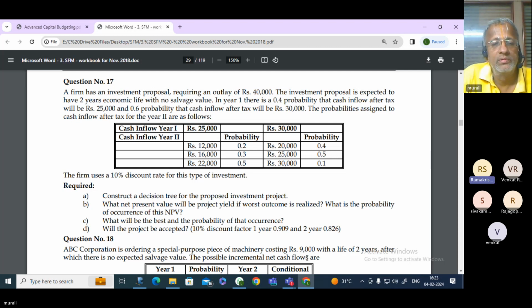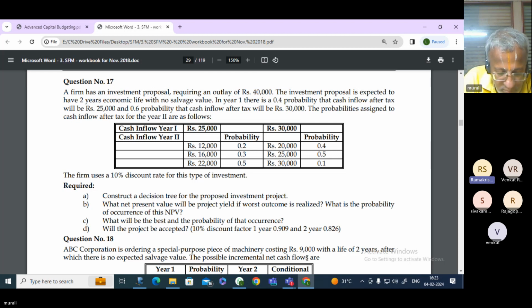The investment proposal is expected to have 2 years economic life with no salvage value. In year one, there is a 0.4 probability that cash inflow after tax will be rupees 25,000 and 0.6 probability that cash inflow after tax will be rupees 30,000. The probabilities assigned to the cash inflow after tax for year two are as follows, and they've provided the table. The firm uses a 10% discount rate for this type of investment. Required: construct a decision tree for the proposed investment project.